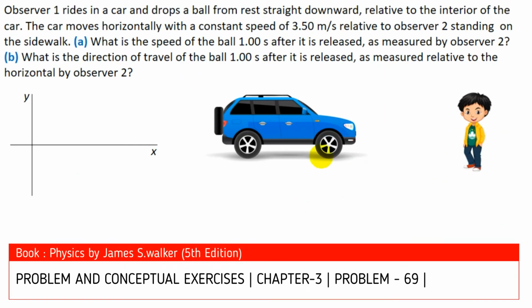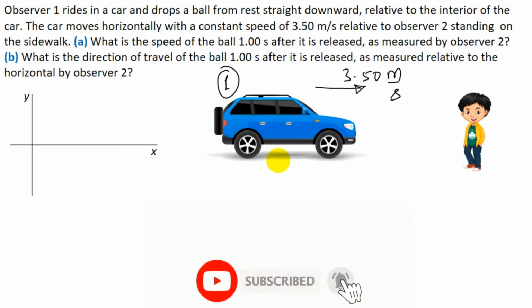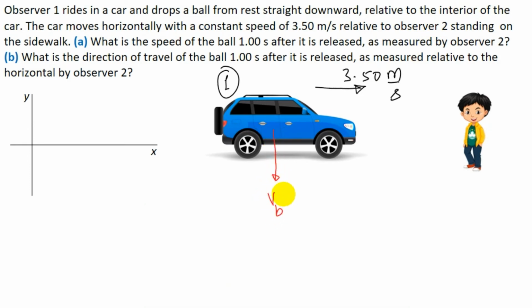Now in this question we are given that observer 1 rides in a car and the car is traveling in the horizontal direction with a speed of 3.50 meter per second. Now observer 1 drops the ball from rest straight downward relative to the interior of the car. So this would be the velocity of the ball relative to car. We can take it to be C. So this is the velocity of the ball relative to car. Now here this is observer 2 who's standing on the sidewalk and he's seeing all this which is happening in front of him.